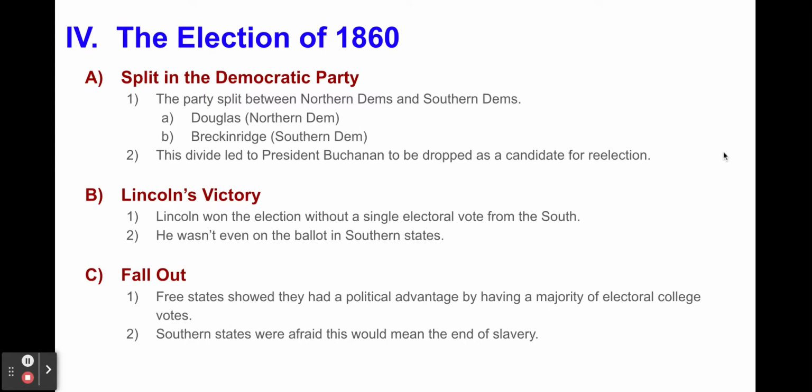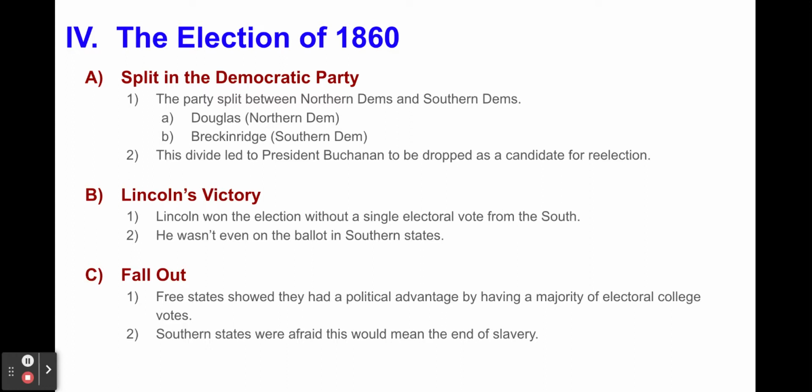Now, Lincoln was able to win this election without a single electoral vote from the South, and he wasn't even on the ballot in Southern states. So when this election is over, the fallout will be that free states showed that they had a political advantage by having a majority of electoral college votes, and Southern states will now recognize that because of this political power shift, they felt this was the beginning of the end of slavery.